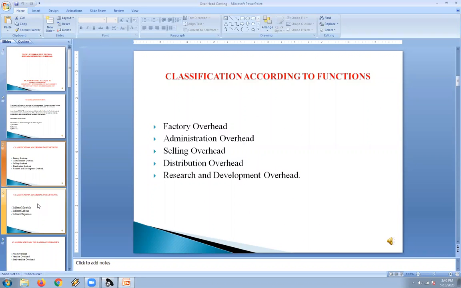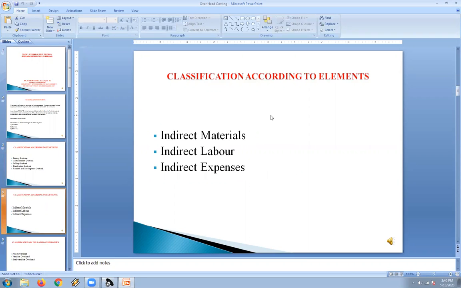The next type of overhead is the classification according to the elements. There are three: indirect material, indirect labor, and indirect expenses. What do we mean by indirect materials?